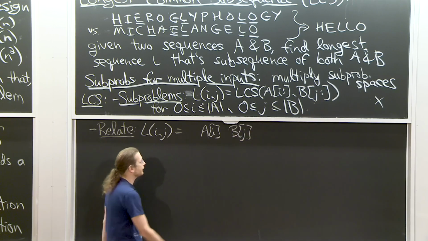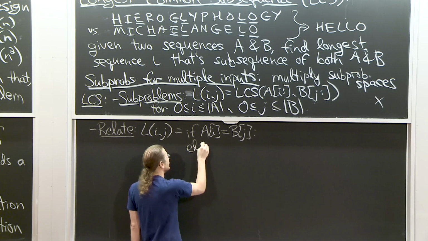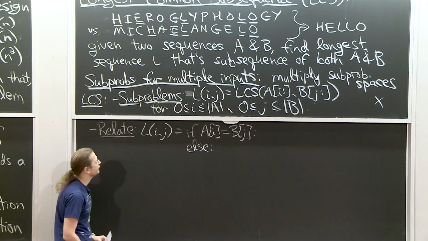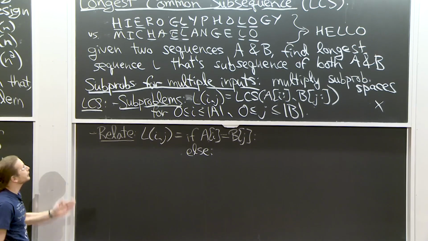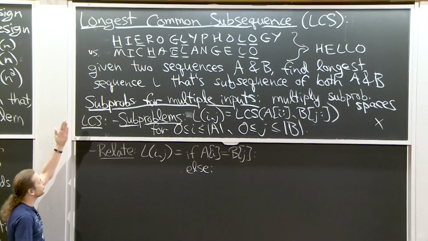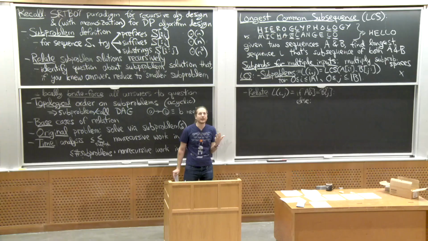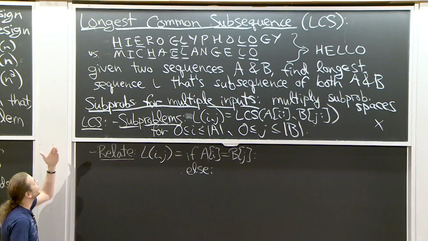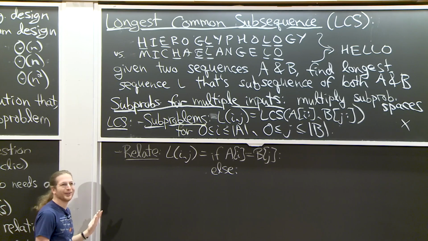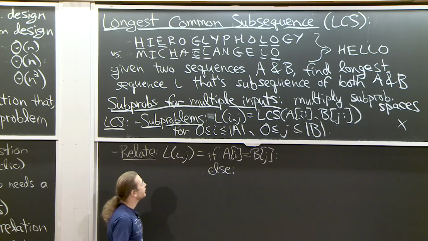And there are two cases. They could be equal or different. I think the easier case to think about is when they're different. Like in hieroglyphology and Michelangelo, if we look at the whole strings, the first letter in the top one is H, the first letter in the second one is M. Those are different letters. So clearly one of those letters is not in the common subsequence because they don't match. I could start with an H, I could start with an M, but I can't start with both. One of those letters is not in the output. In this example, it's M. But I don't know which one.